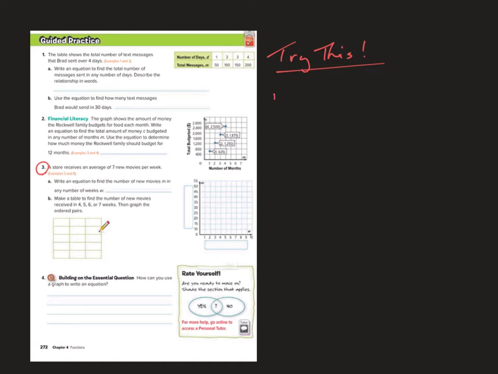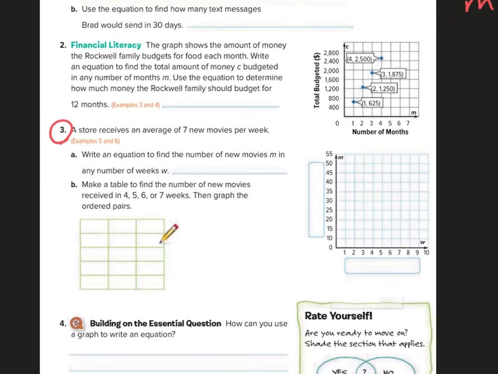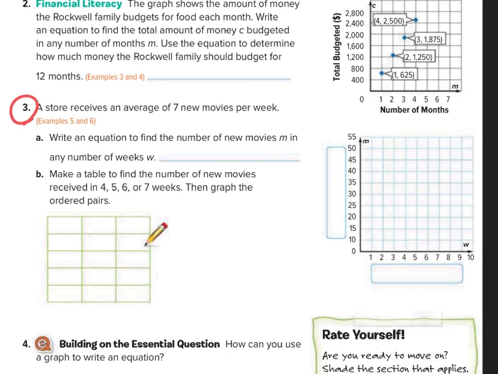So we could say the number of movies is equal to 7 per week. So we could just simply write that as M is equal to 7W. Now we need to make a table to find the number of new movies received in 4, 5, 6, or 7 weeks, then graph the ordered pairs. So I'm going to expand this a little bit. We've got our equation, M equals 7W.